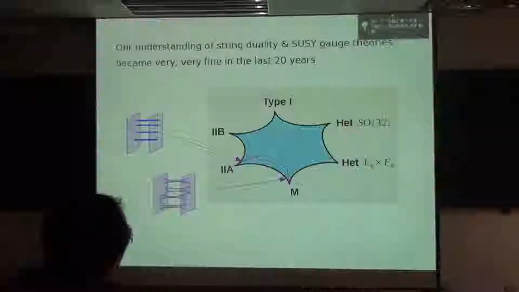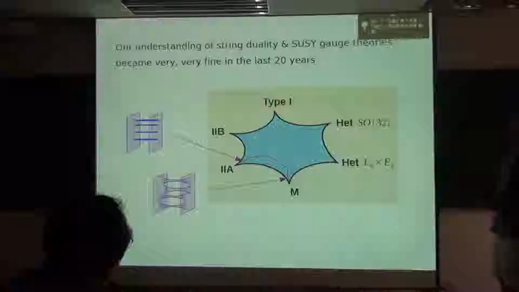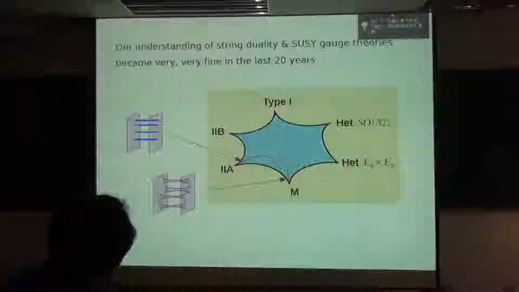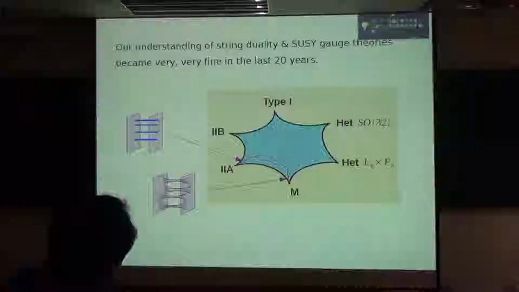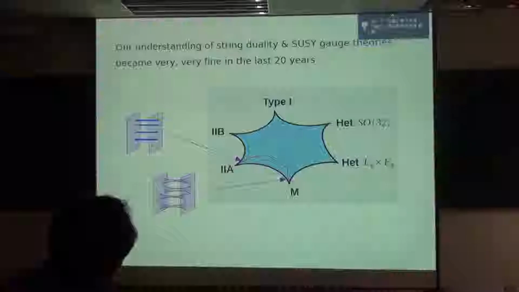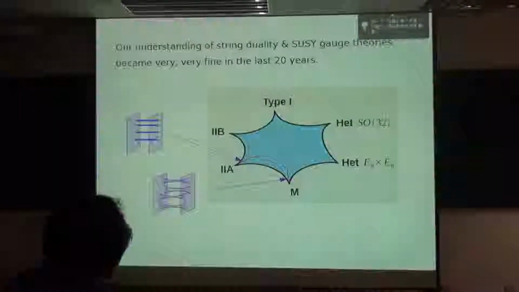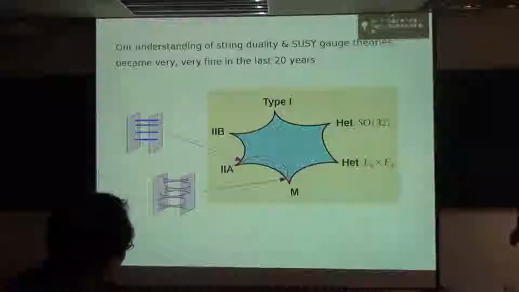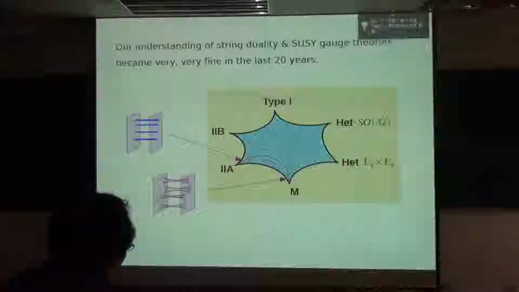So in this way, our understanding of string duality and supersymmetric gauge theory became very, very fine. And we have now, after 20 years since the second revolution of superstring theory, a much finer duality equation. Are there any questions up to now? No.